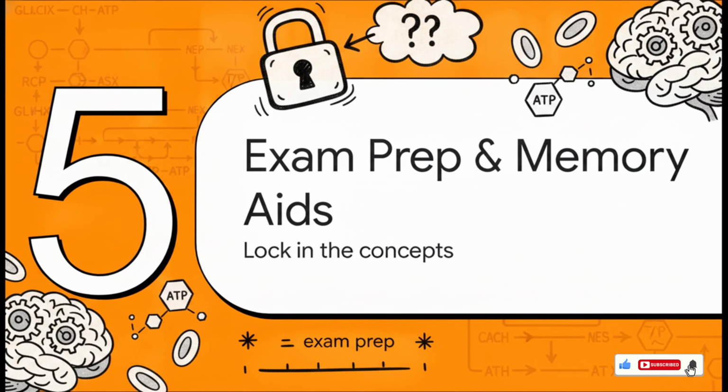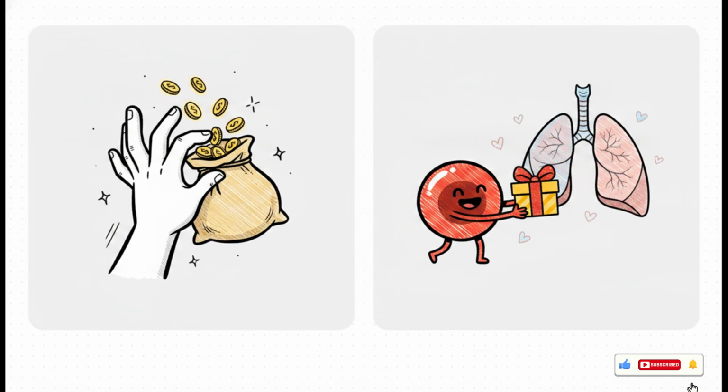Section 5. Exam prep and memory aids. Let's lock this in before we finish. Think of reaction 7 as your payday. You've been working hard and spending money, and now you finally get your cash, your ATP back. Now think of the red blood cell shunt as a charity donation. The red blood cell is the donor who says, I could keep this money for myself, but I'm going to spend it on a gift, 2,3-BPG, that helps the rest of the body breathe better.